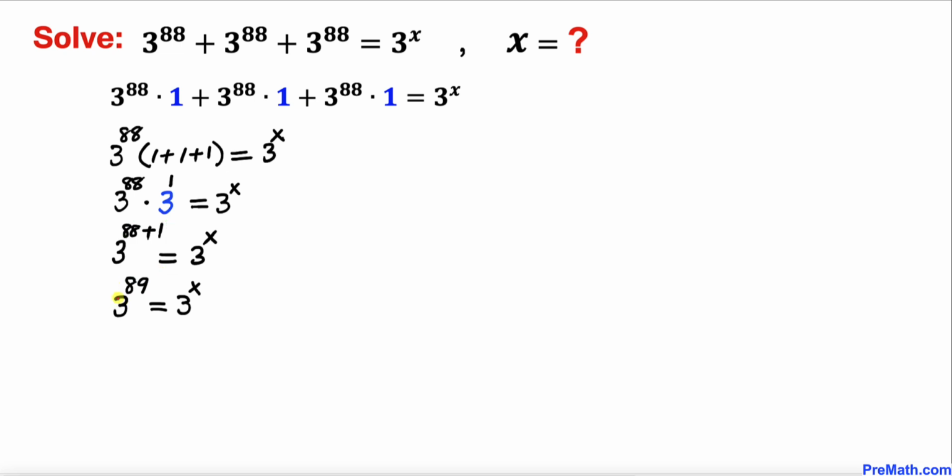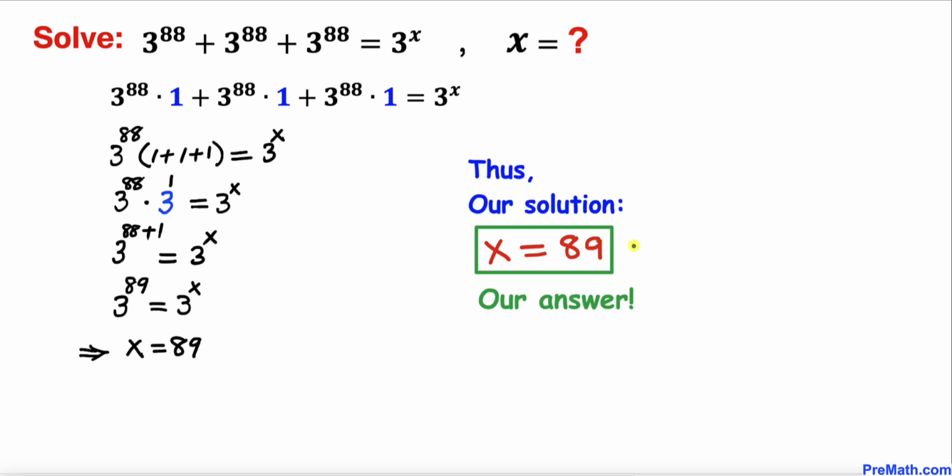And now we can see that our bases on both sides are the same. So therefore we can equate our exponents as well. So therefore our x value turns out to be simply 89. So thus our solution turns out to be x = 89.